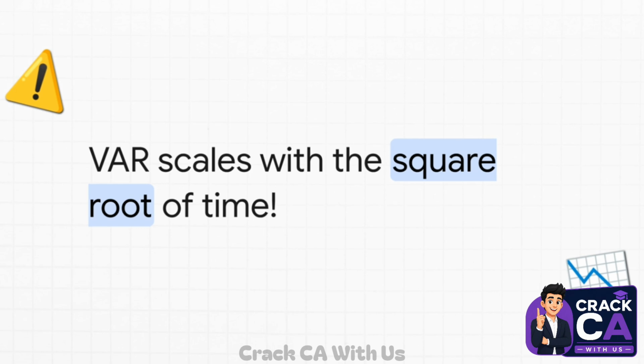No way. VAR actually scales with the square root of time, not time itself. So what you do is take the square root of 10 and you multiply that by a one-day loss of 9.32 lakh. Run that math and it gives you 29.47 lakh rupees. And there you have it. That is your true 10-day value at risk.